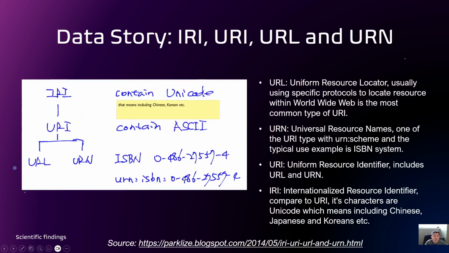If I put a book as a sample, the URL and URN would be just the book number using a standard such as ISBN. The URI contains just English words, what we call standard ASCII code. If we extend that, we come to the IRI, replacing U with I, which means it contains Unicode, including Chinese, Japanese, Korean, or other languages.